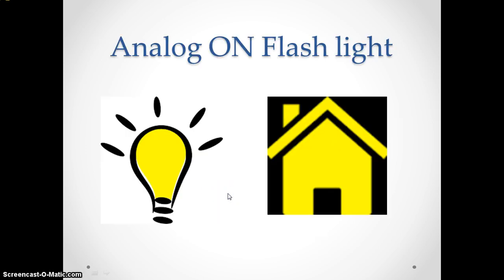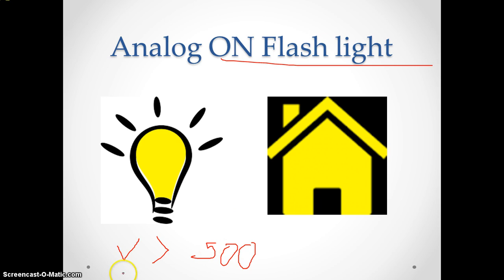Alright, so obviously if it's dark outside, you're going to want a flashlight on or the light on in the house, okay? So we're going to have an analog sensor that's going to say, if the light source, the darkness, is above 500, which is going to be our number, so if our input, or our value, we'll call it value, is greater than 500, our flashlight will be on, okay?